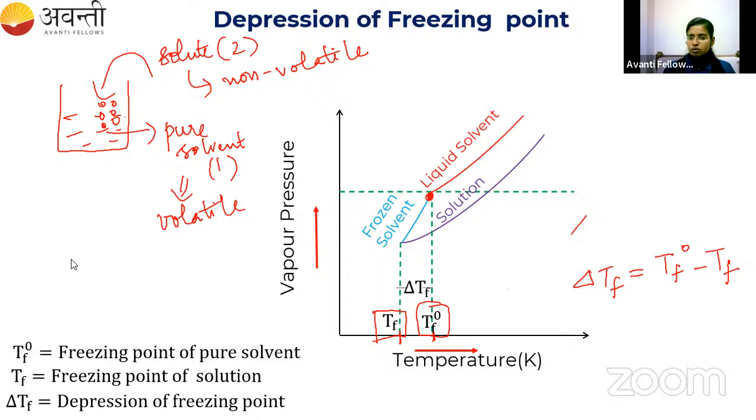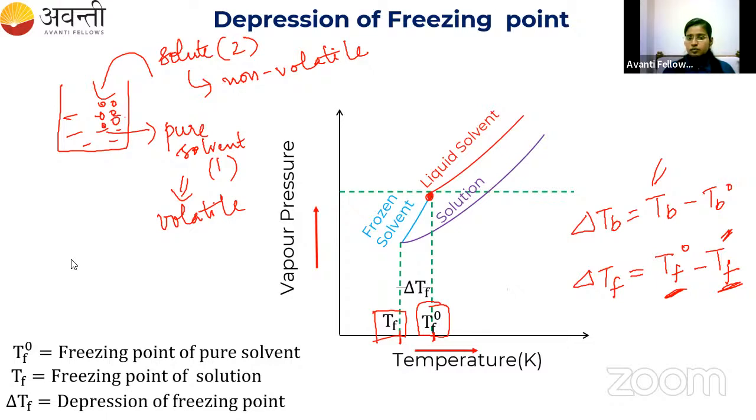So for delta TB, what was the relation? It was TB minus TB naught because the boiling point got raised there. So this is the final, this is for solution. Now here what has happened? The freezing point of the solution is getting depressed, it is getting lowered, so it is having the very least value. So the final is greater than the initial. Okay, TF naught minus TF. Got it? So don't get confused between these two.